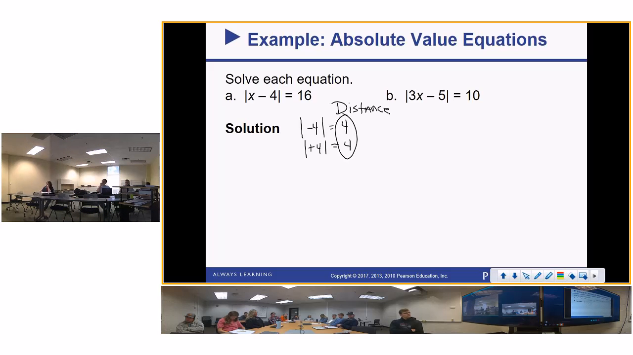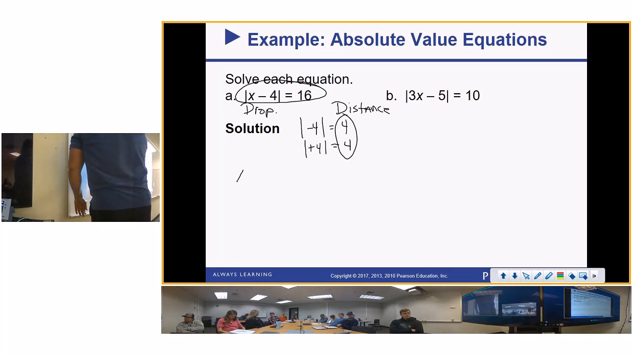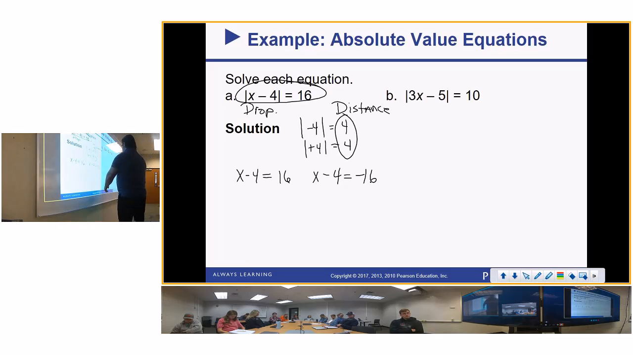So when you set this equal, if you want to drop the absolute value marks, you have to set it equal to the positive 16 and the what? Negative 16. So that'd be x minus 4 is equal to 16, and x minus 4 is equal to negative 16. Solve it. Same thing here.